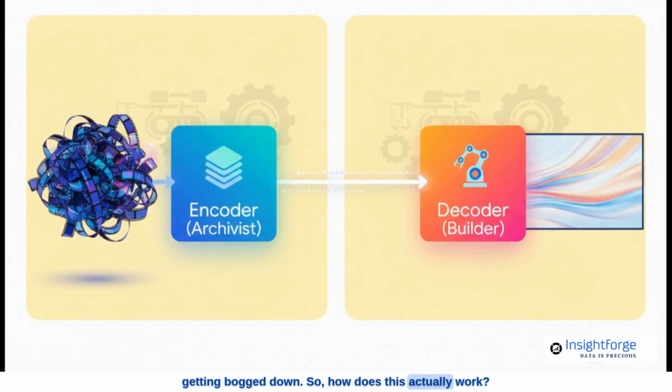So, how does this actually work? Well, you've got two key players. First, the encoder. Let's call it the archivist. It scans the original video and creates that lightweight blueprint. Then, when it's time to generate the final product, the decoder, our construction crew, takes that simple blueprint and uses it to build the final, full-resolution video that we see. It's this fantastic system of compression and then reconstruction.